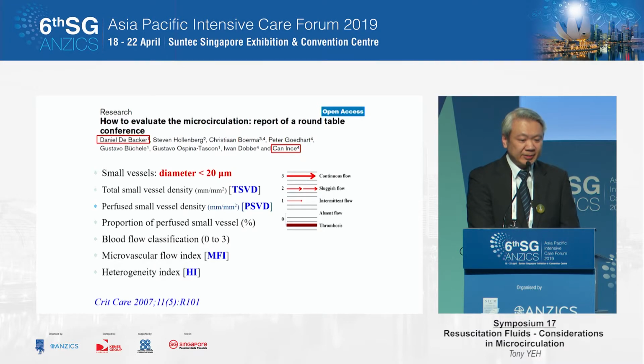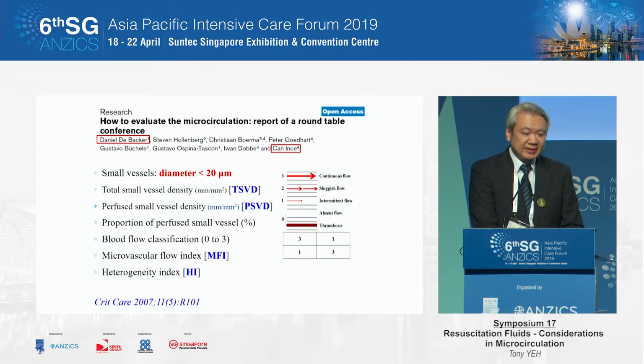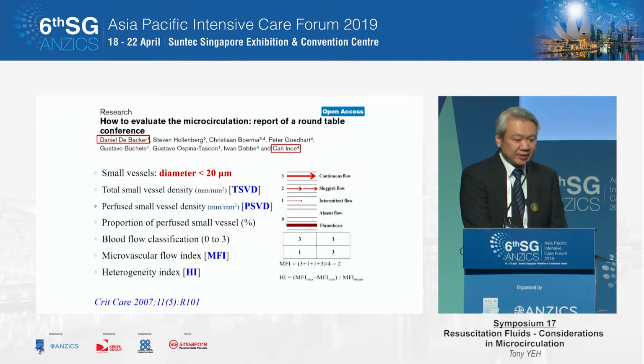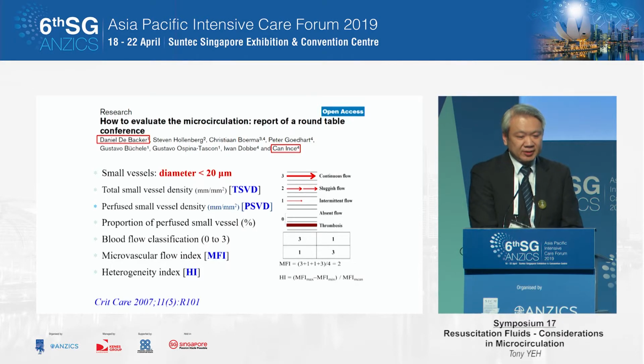And you can also have the microvascular flow index. It's very easy at the beginning, but it is still semi-automated. You divide the image into 4 quarters, then define the blood flow classification in each area, and take the mean of the 4 quarters. And for HI normally, low is good, high is bad.